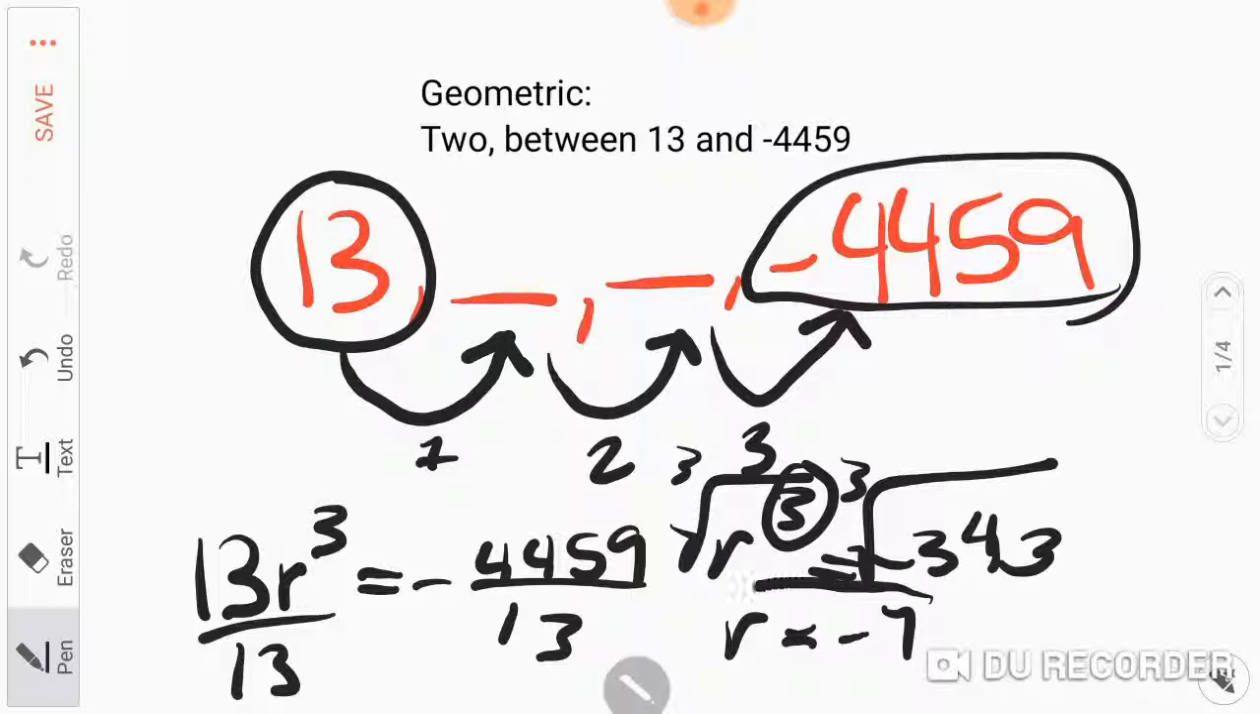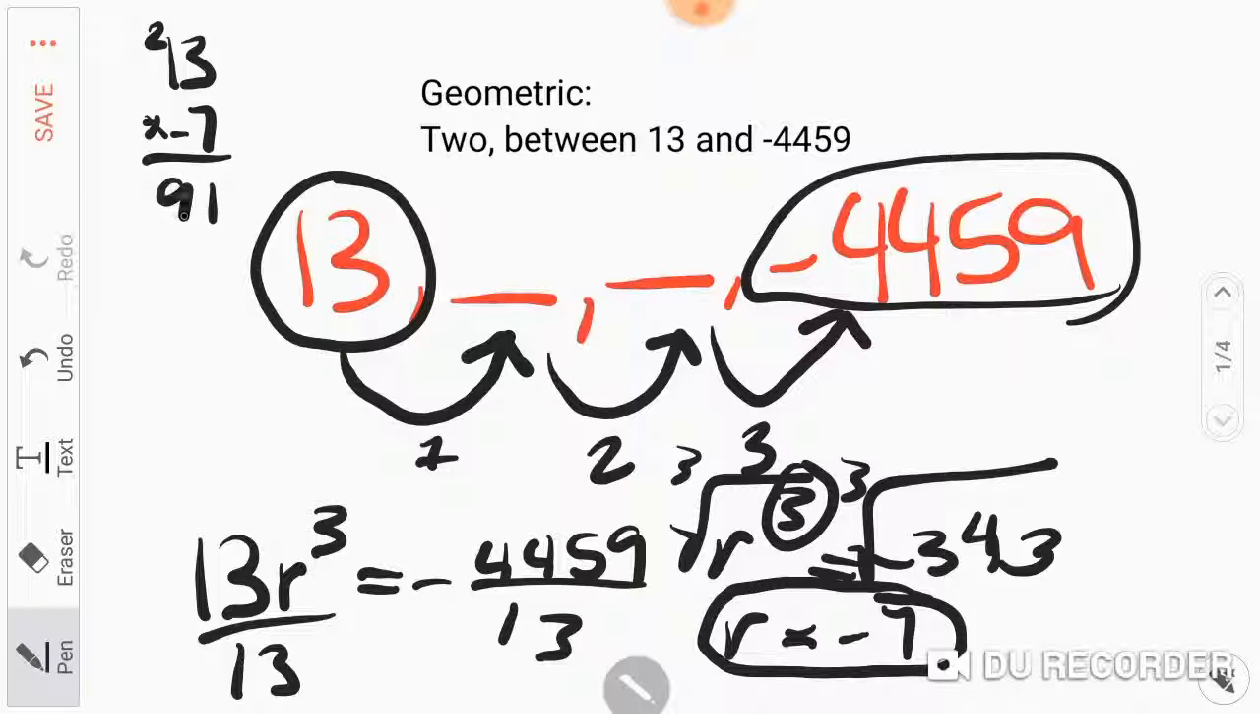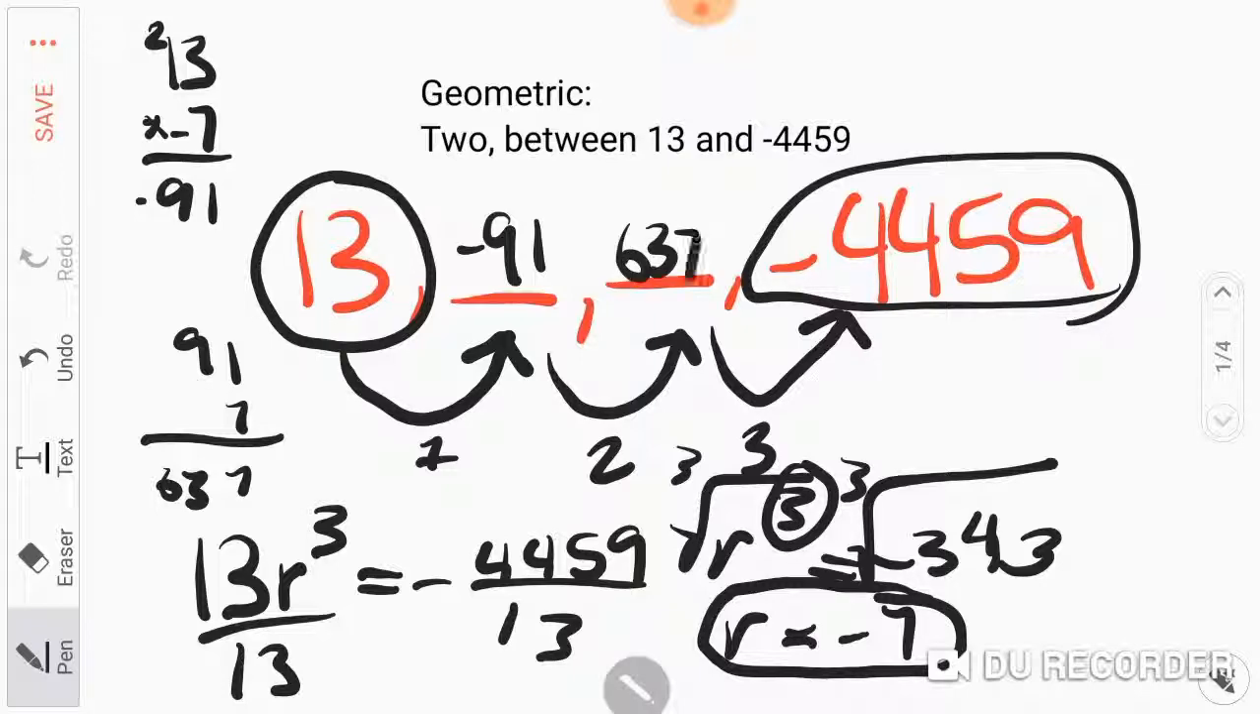Now this negative 7 is our common ratio. And our ratio means that we need to multiply in this case. So now we need to take 13 and multiply it by negative 7. So we get negative 91 as our next term. And then we take negative 91 and multiply it by negative 7. Or we can just cancel out the negatives and make it 91 times 7. And we get 637.